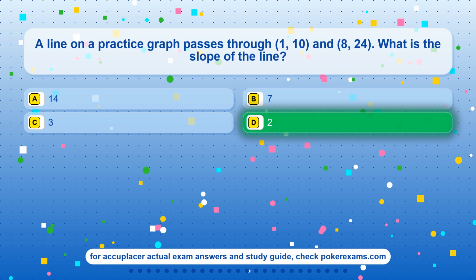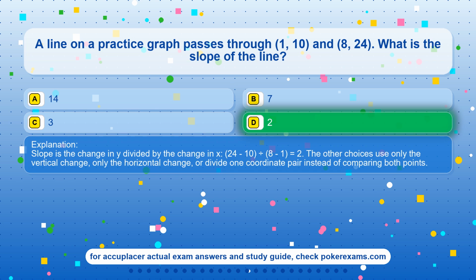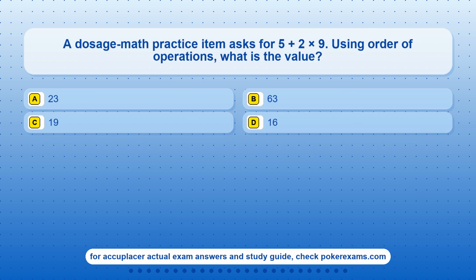The correct answer is option D, 2. Slope is the change in y divided by the change in x. 24 minus 10, divided by 8 minus 1, equals 2. The other choices use only the vertical change, only the horizontal change, or divide one coordinate pair instead of comparing both points.